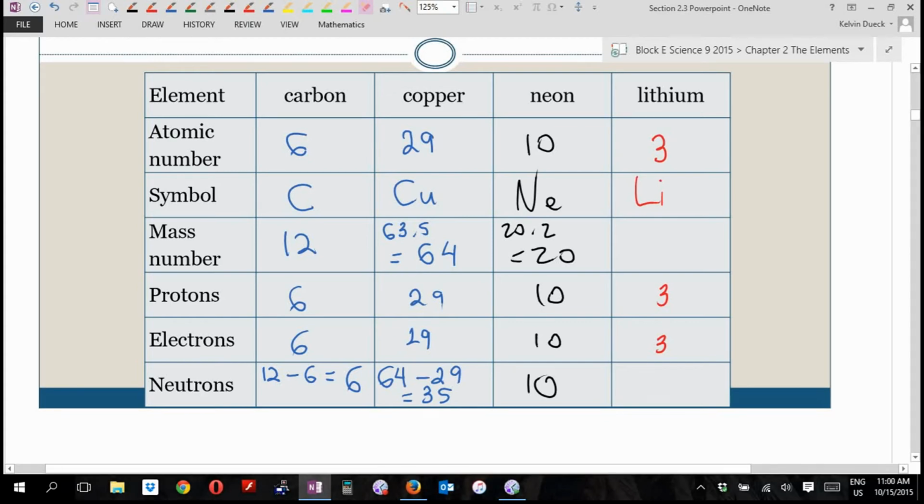What's lithium's mass? 6.9. You know what? 7. 7 take away 3. Drew, you're going to get this one right. Thank you. Hey, which only one element has no neutrons? I heard it. Hydrogen has a mass of 1. It has 1 proton. 1 take away 1 is. There's a reason I was saying to somebody, hydrogen is special. One of the reasons it's special as well is it's the simplest possible atom. 1 proton, 1 electron in a shell. You can't get any more basic than that.